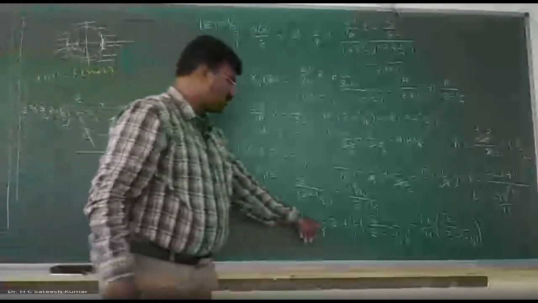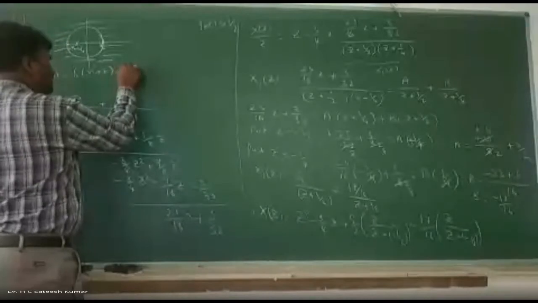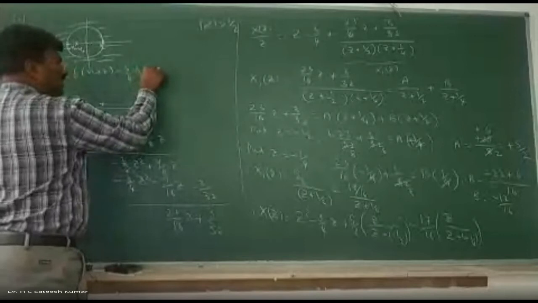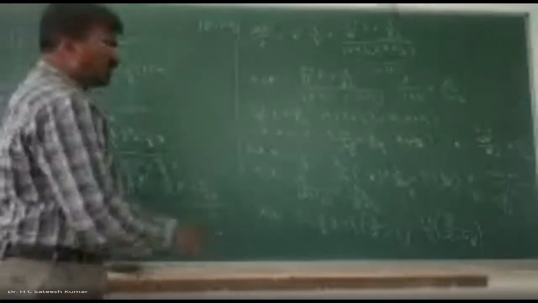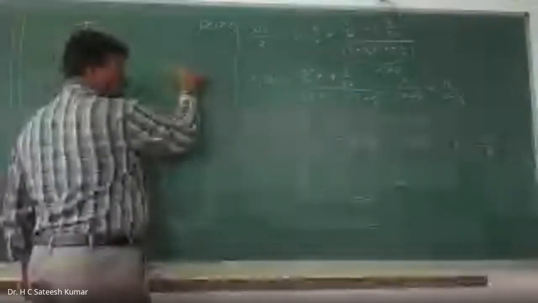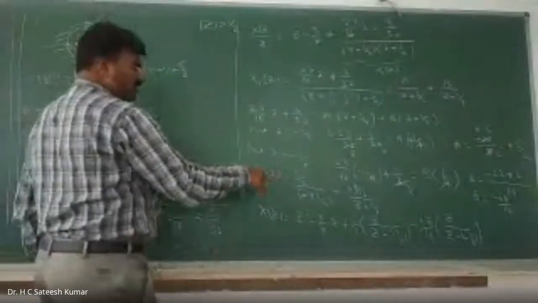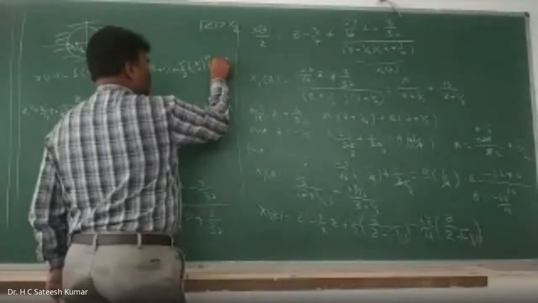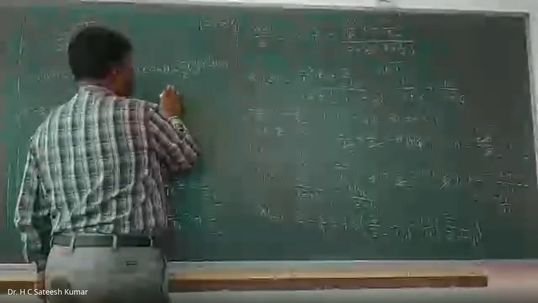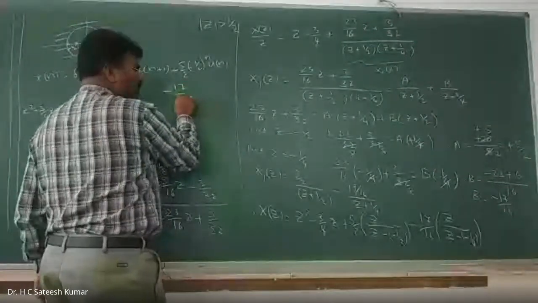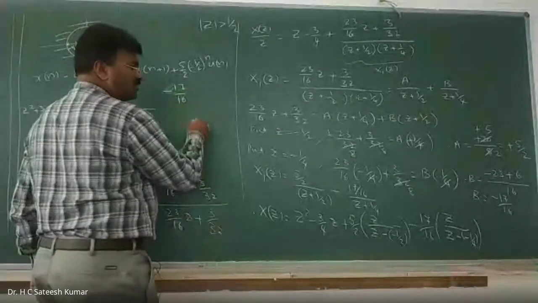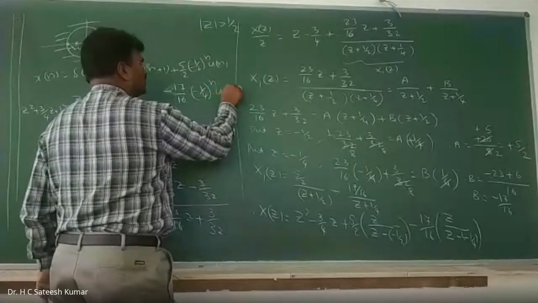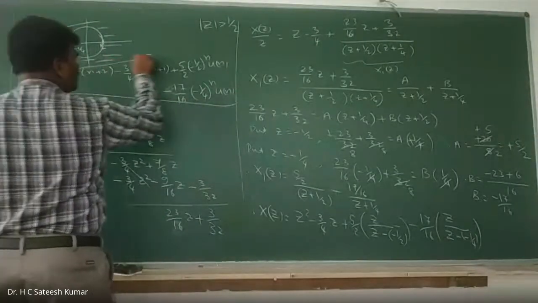Inverse z transformation of minus 3 by 4 z is what? Minus 3 by 4 is constant, delta of n plus 1. And inverse z transformation of this one, 5 by 2, in the z divided by z minus a format, is minus half to the power of n into u of n plus minus 17 by 16 into minus 1 by 4 to the power of n into u of n. That's it. That's how we should do the problem.